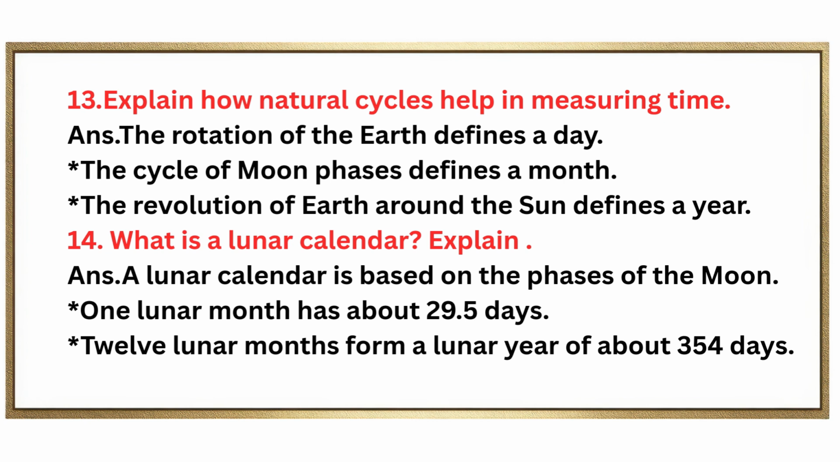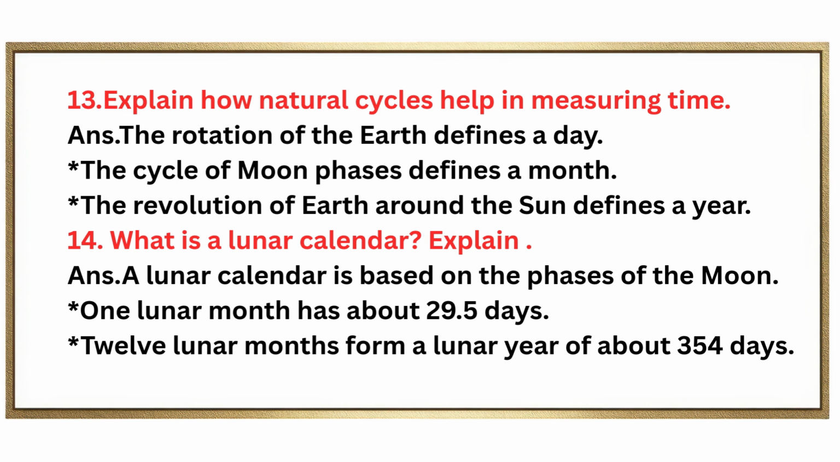Question number 13. Explain how natural cycles help in measuring time. Answer. The rotation of the earth defines a day. The cycle of moon phases defines a month. The revolution of earth around the sun defines a year.